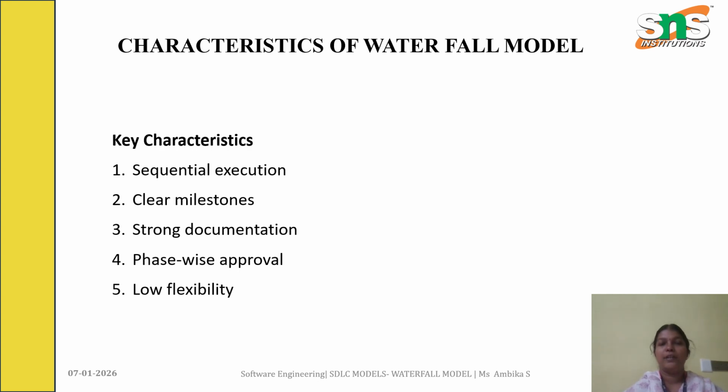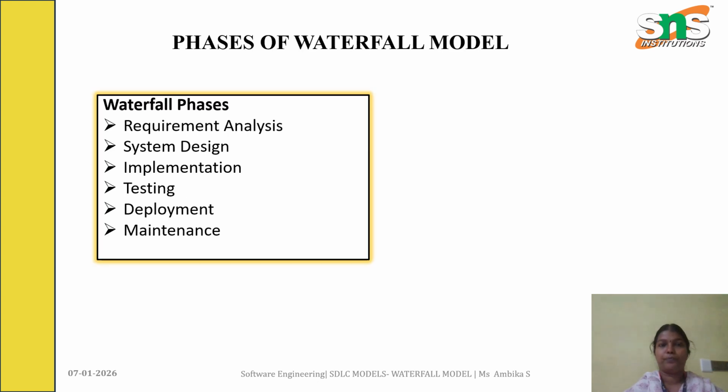Strong documentation. So the documentation should be clear, organized, and it should act as a reliable guide for the users as well as the team members. Here it includes a phase-wise approval. So in this waterfall model, phase-wise approval will be achieved. Low flexibility. Here once the module is executed, then only the next module will be proceeded. So if we want to go back to the earlier module, there will be no flexibility in this case. So the flexibility will be very low.